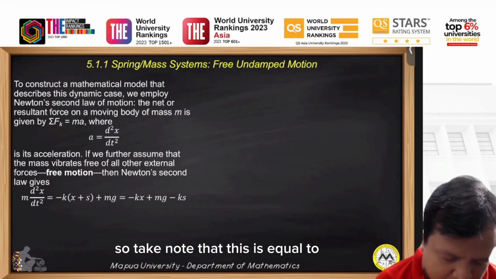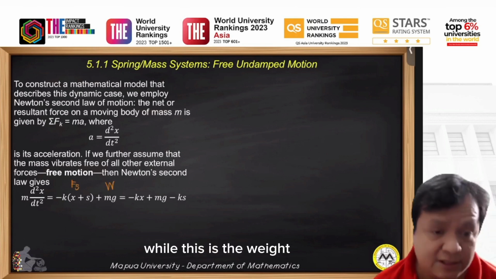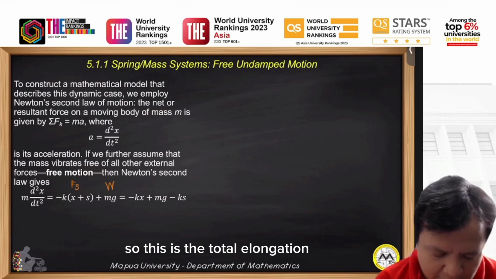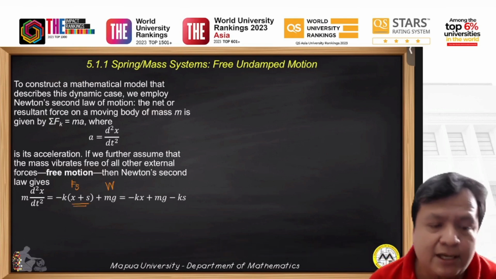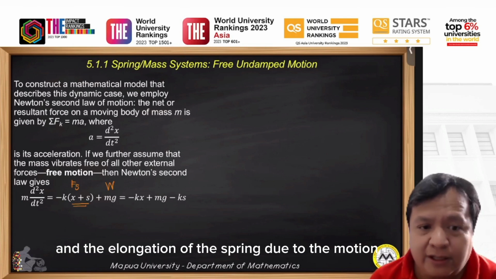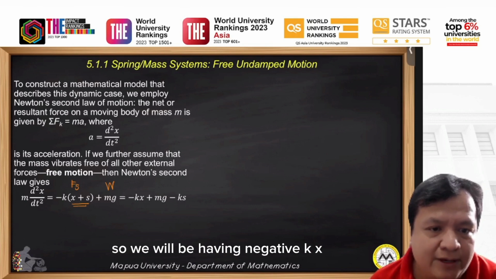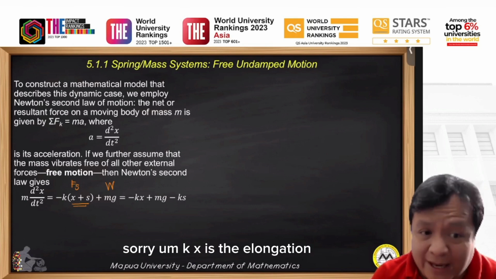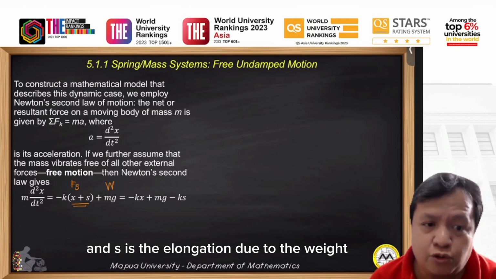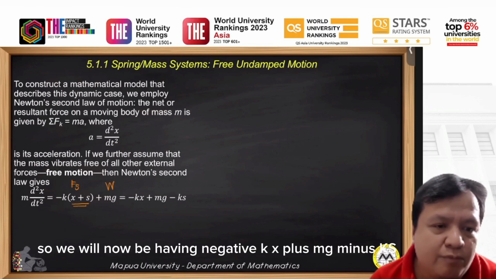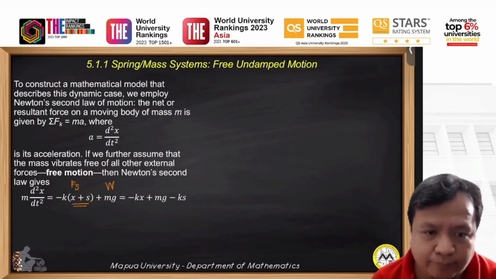So take note that this is equal to the force on the spring, while this is the weight. So this is the total elongation: the elongation due to the weight, which is s, and the elongation of the spring due to the motion, which is x. So we will be having negative k times (x plus s), where x is the elongation due to the motion and s is the elongation due to the weight. So we will now be having negative kx plus mg minus ks.